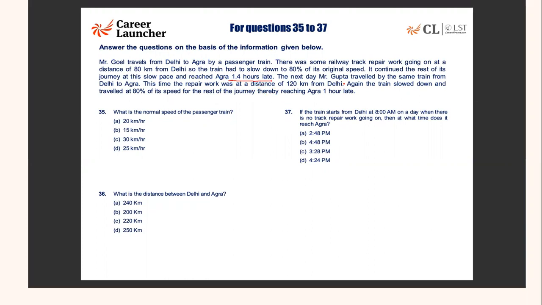Then the next day, Mr. Gupta traveled by the same train from Delhi to Agra. This time, the repair work was at a distance of 120 km from Delhi. So last time it was 80 km, now it is 120 km. Again, the train slowed down and traveled at 80% of the speed for the rest of the journey, thereby reaching Agra 1 hour late. So in the same process, right? So before we solve this question, let me tell you some very simple thing.